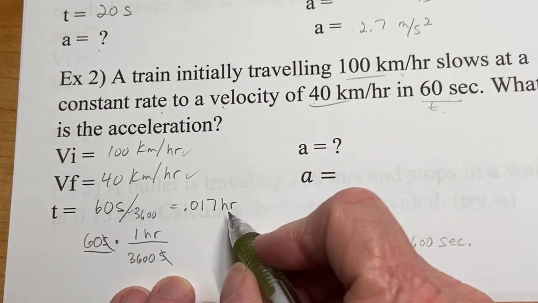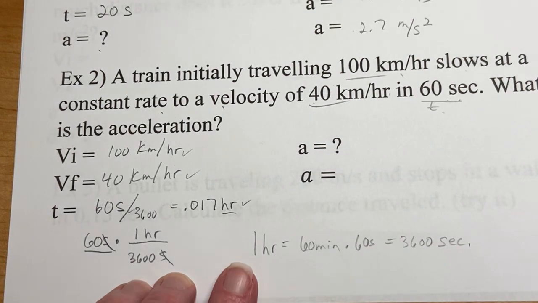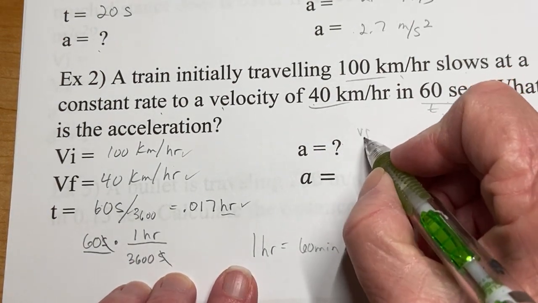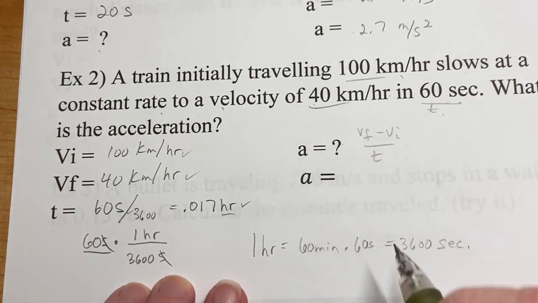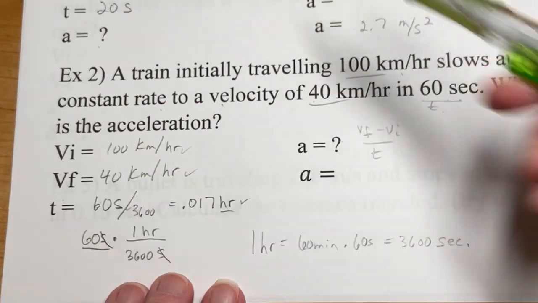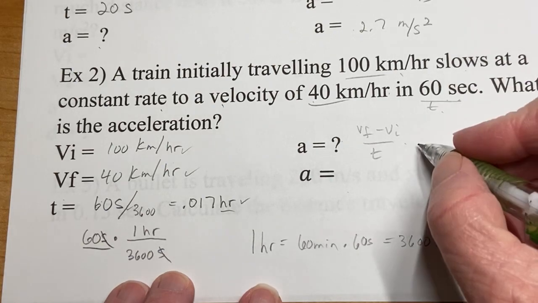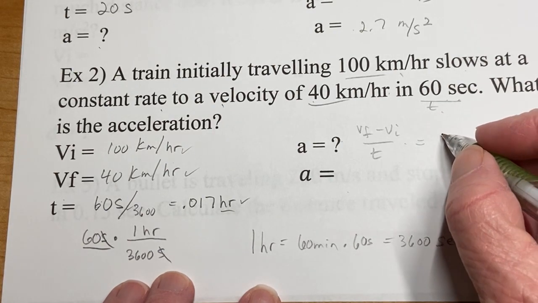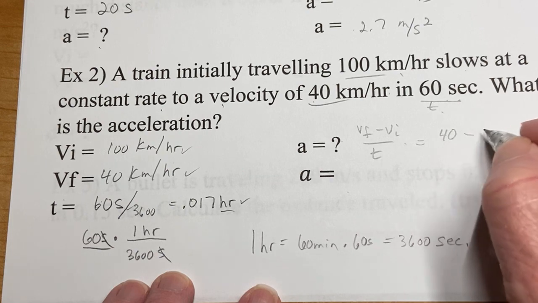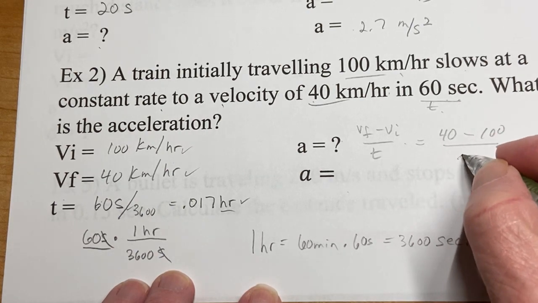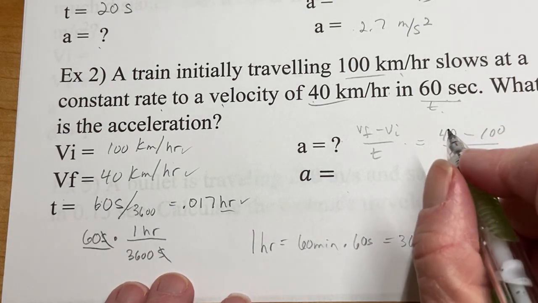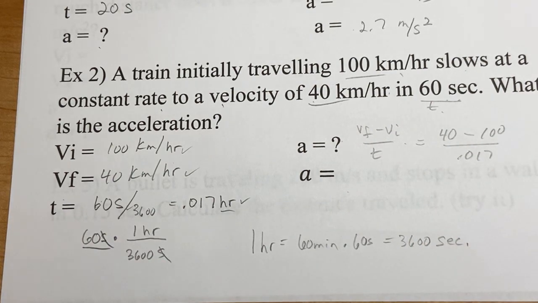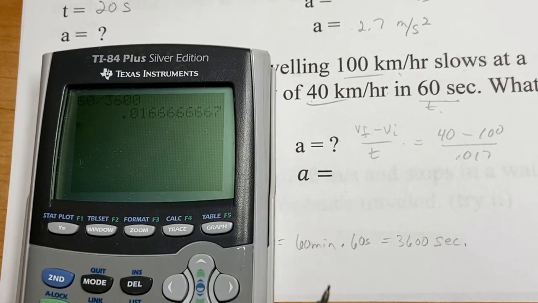0.017 hours. Now I have the same units. Okay, what's the formula? V final minus V initial over T. So every time you do problems, I'm going to look for the list, the formula, and then your answers. Okay, so we have V final is 40 minus 100 over 0.017. Okay, let's do it. 40 minus 100 divided by 0.017.